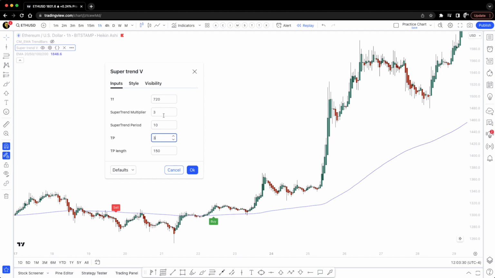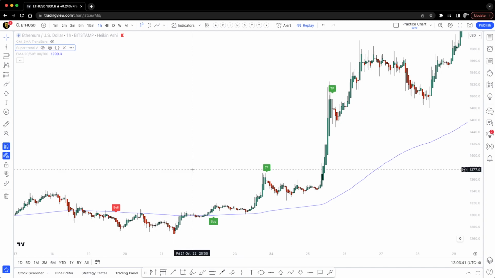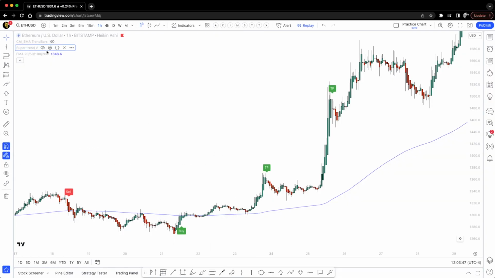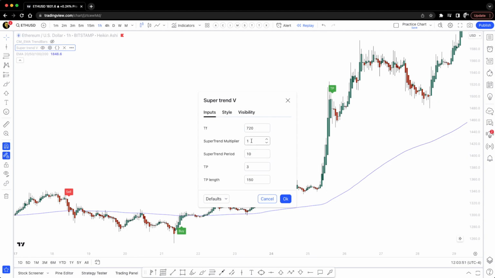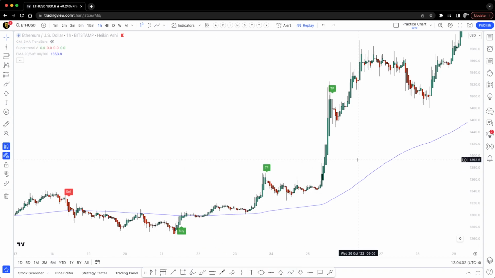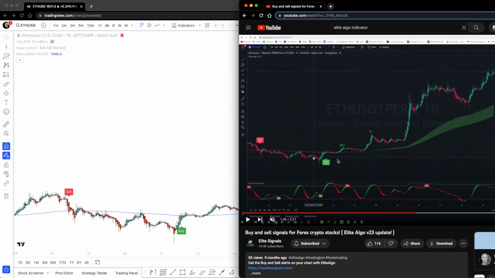So you have to play around with these settings, okay? And based on what you get there, you're going to have, of course, different things. But if you want to have the same or very close settings to the ones he has right here, use the settings that I already showed you at the beginning. Okay, so be 1, 10, 3, 150. And the style, you have it as it is right there. That's basically it. Just like that, I just replicated the indicator.